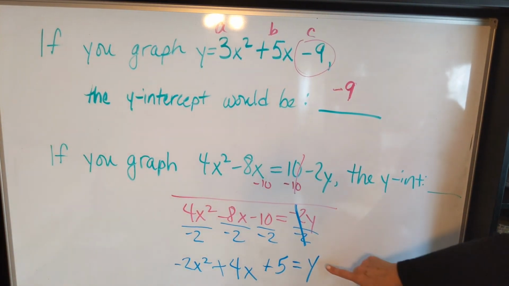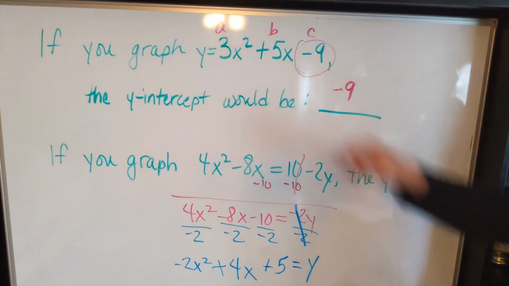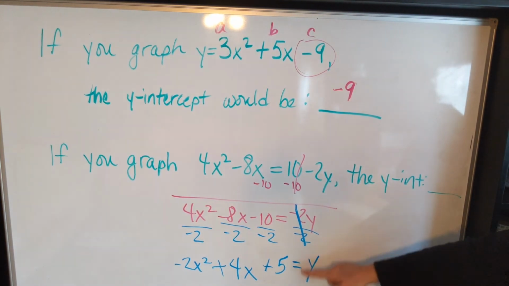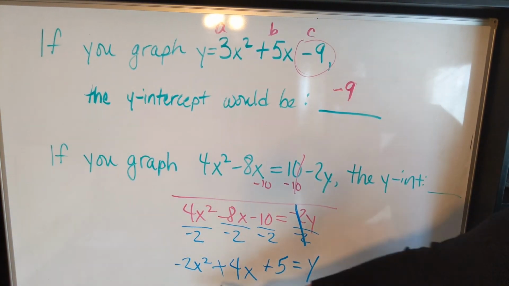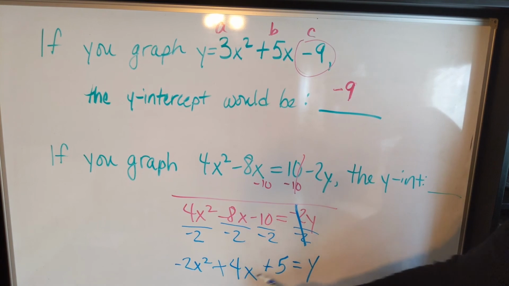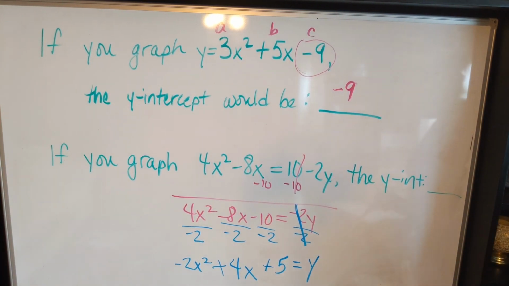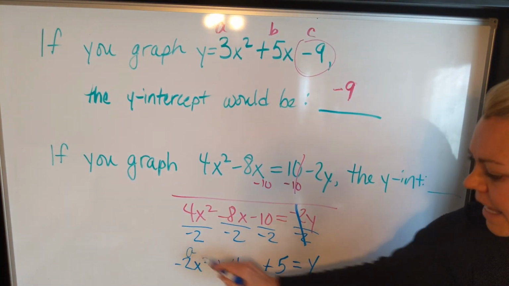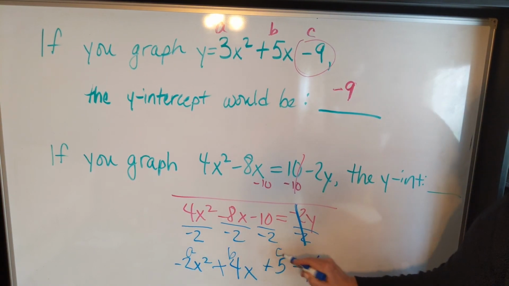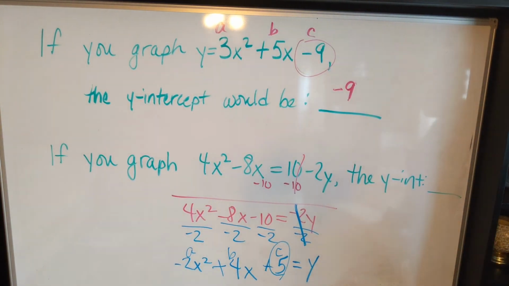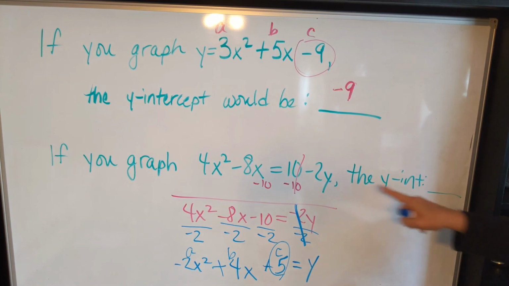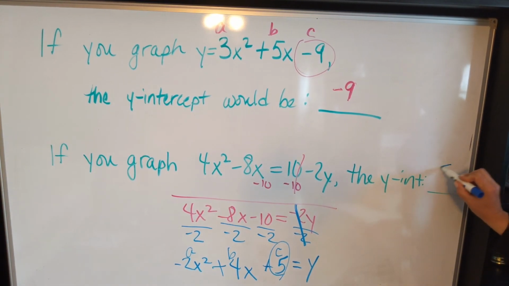It doesn't matter that the y is on the right side instead of the left. It's the same thing. The y is still alone. This is still in standard form. It goes x squared, x, and then the constant. So I can really easily see a, I can see b, and I can see my c value. And I know that the c value is always the y-intercept. So in this case, the y-intercept is 5.